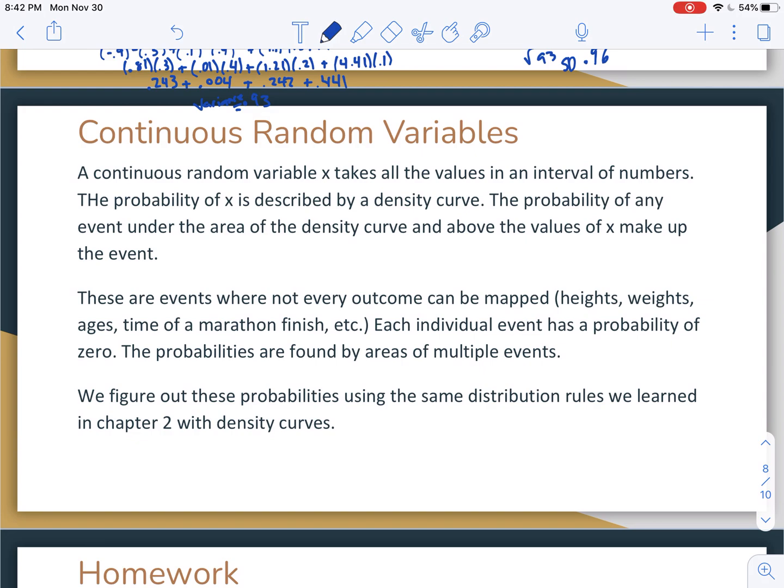So this works the exact same way as what we did in chapter 2. In chapter 2, when we were looking at those normal curves, when we were looking at density curves and figuring out what is the area under a density curve, that's what applies here. Exact same scenario, looking at those density curves, being able to figure out the area. Now we're just going to add in new and better language when we're talking about those probabilities.